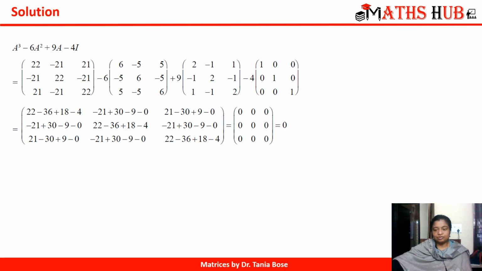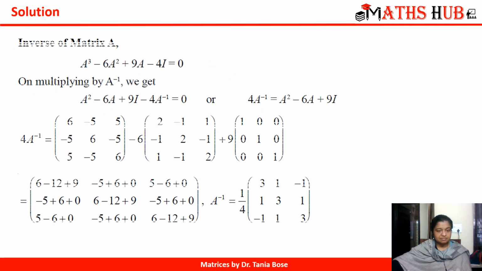And now let's move on to the third part of the question, that is to calculate the inverse. Now how to get the inverse of this matrix? Whatever equation we obtain after applying the Cayley Hamilton theorem, we take that statement and multiply the entire equation with A inverse, right?